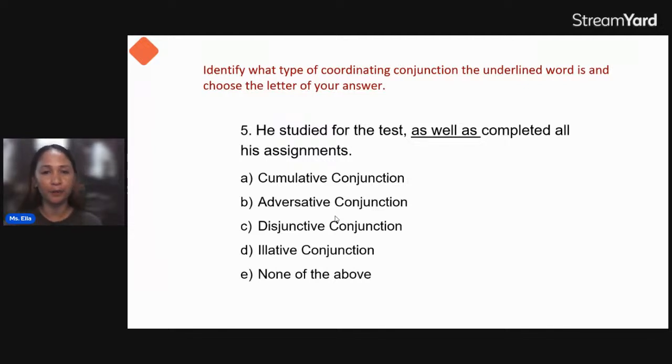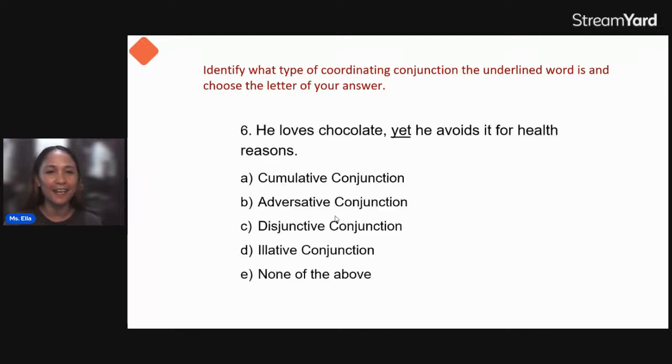Okay, so the correct answer for number five is cumulative conjunction. Again, it adds information about our subject, he. The first information: he studied for the test. And the second information: he also completed all his assignments. That's why it's a cumulative conjunction. All right? Okay, so I hope it's clear.